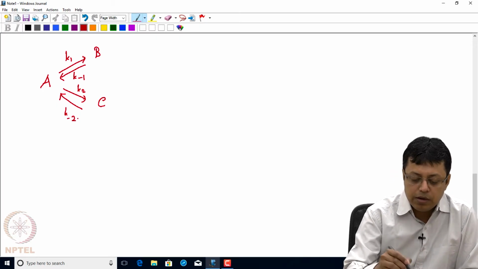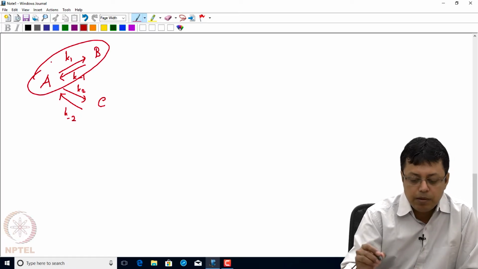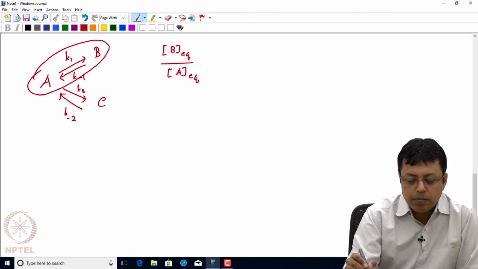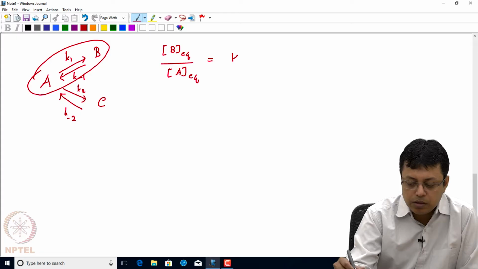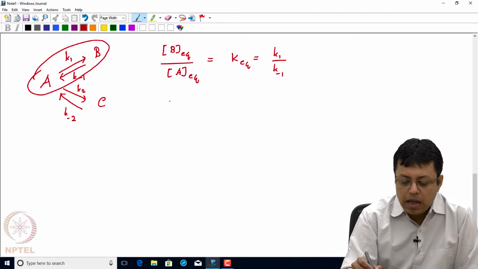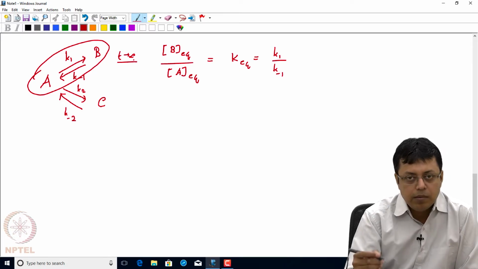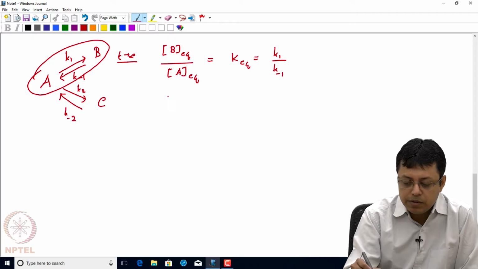Now we have already studied what happens for equilibrium. Considering the A-B equilibrium, we know that in the long time the ratio of the products will be nothing but B equilibrium by A equilibrium, which is related to the equilibrium constant, which is also related to the ratio of the rate constants. And similarly, we are discussing when it's a very long time where the equilibrium has been reached.